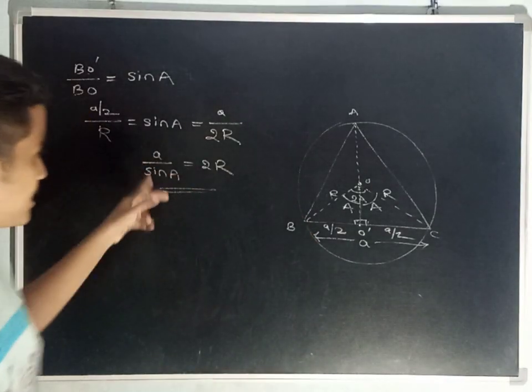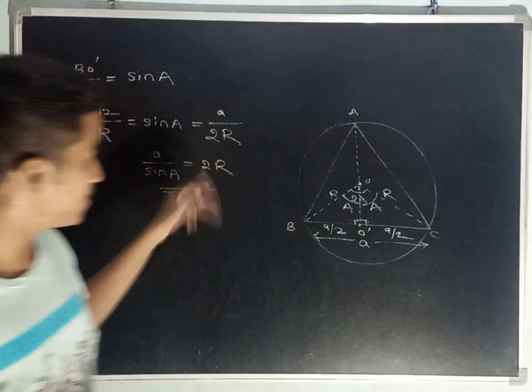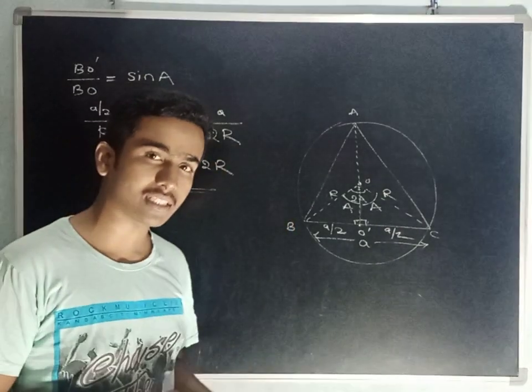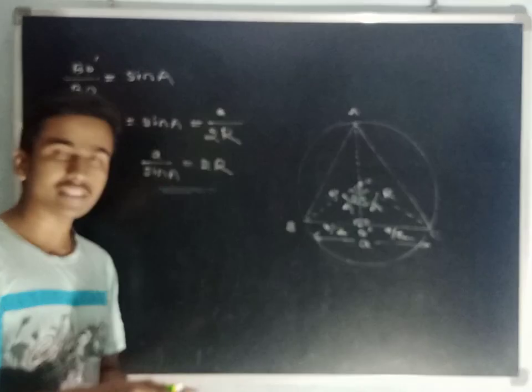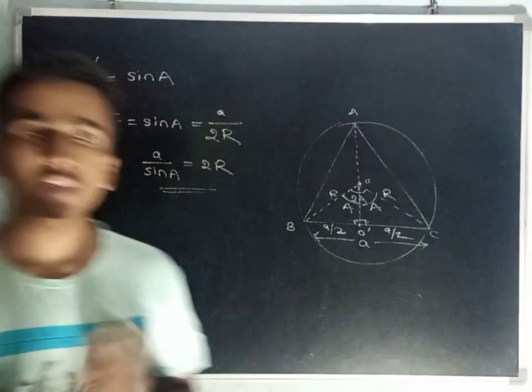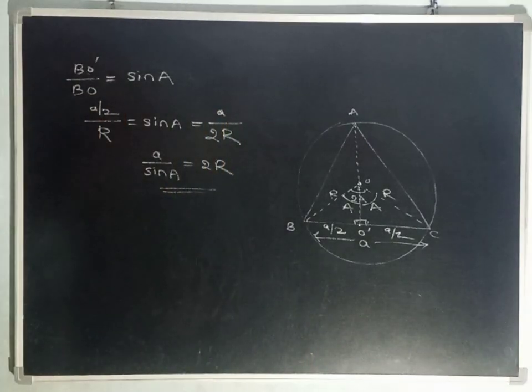If a by sine A is equal to 2R, then in the other forms, b by sine B is equal to 2R and c by sine C is equal to 2R. In this way, we can say that a by sine A is equal to b by sine B is equal to c by sine C is equal to 2R.